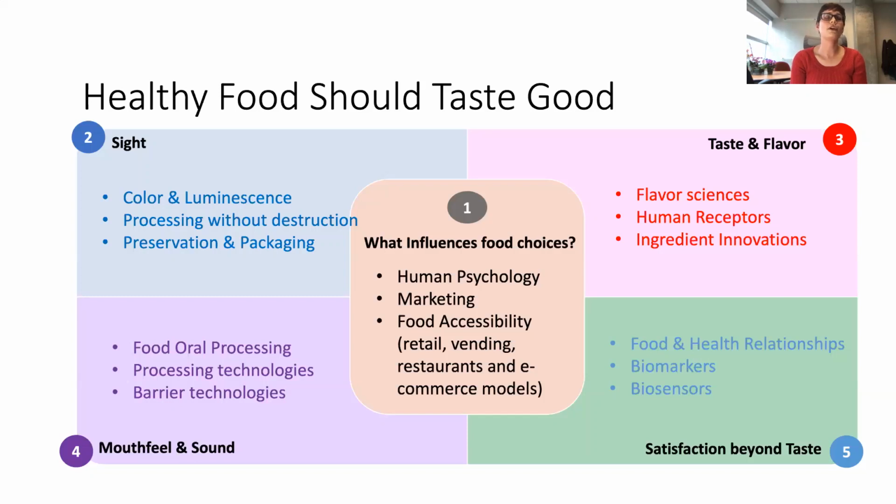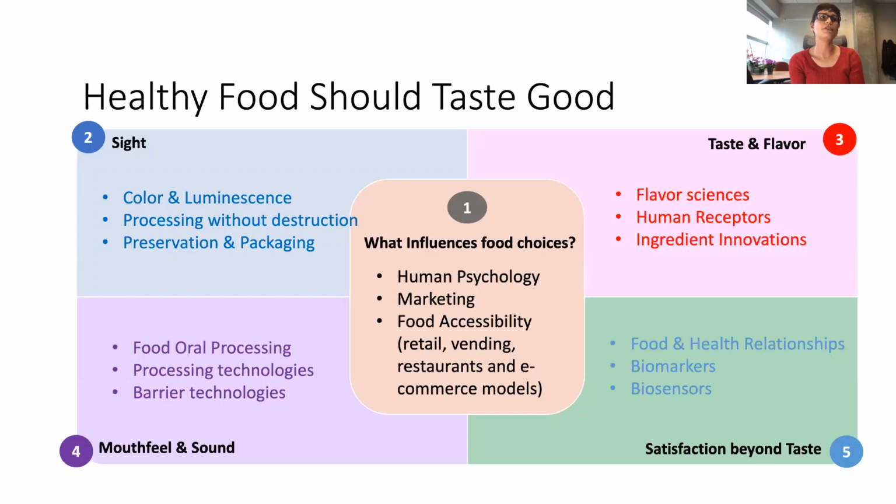Then sight, color, and luminescence. More and more consumers are aware of natural pigments. That is a big drive for eating things that are all natural. So if you can replace chemical synthetic colorants with natural pigments, this is something we see as very valuable to consumers. Also, processing without destruction of the pigments, for example through preservation and packaging, or of the nutraceuticals that are in the product.